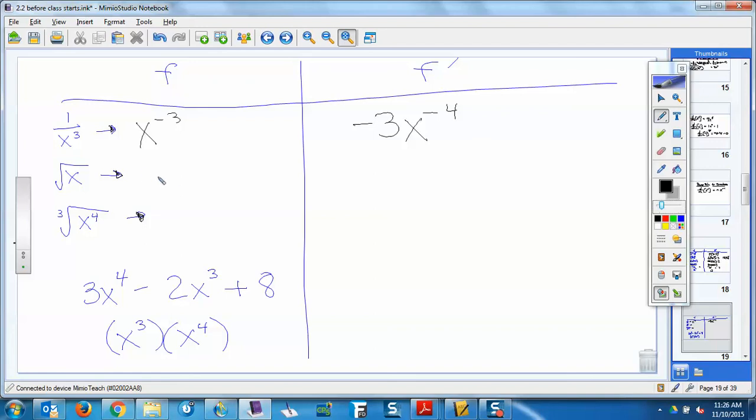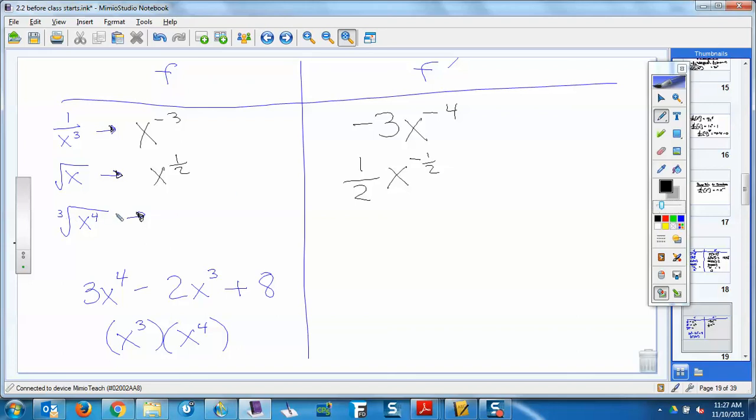Okay, what's the square root of x? X to the 1/2. So the derivative of that would be 1/2 x to the negative 1/2. 1/2 subtract 1 would be negative 1/2. 1/2 x to the negative 1/2 is the derivative.